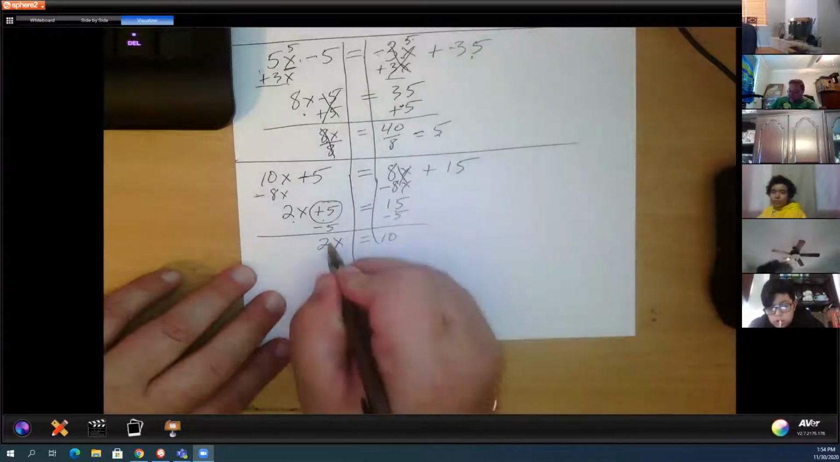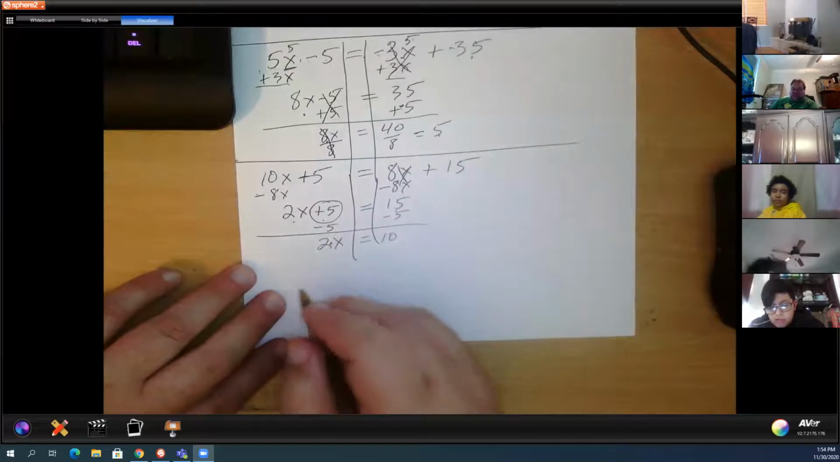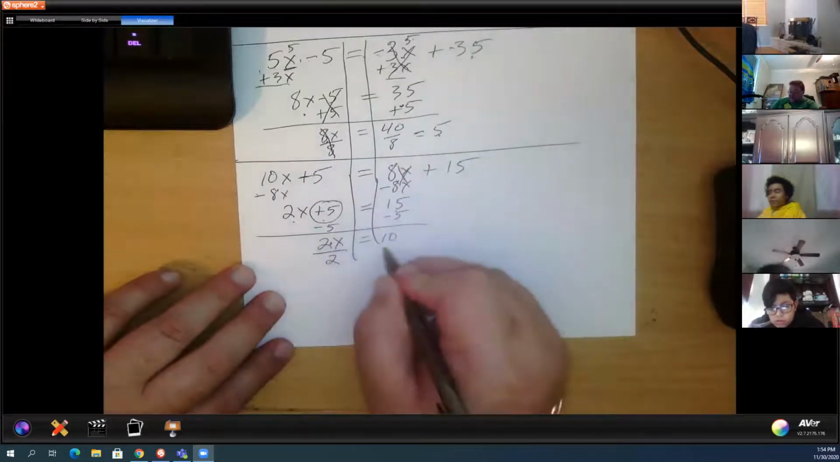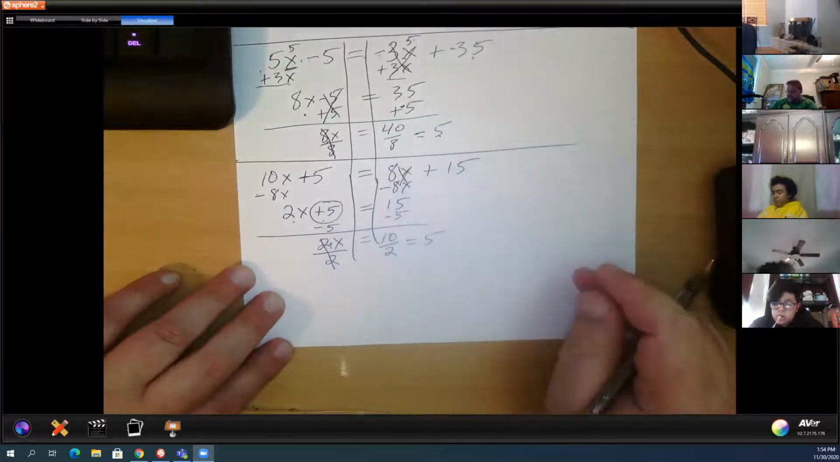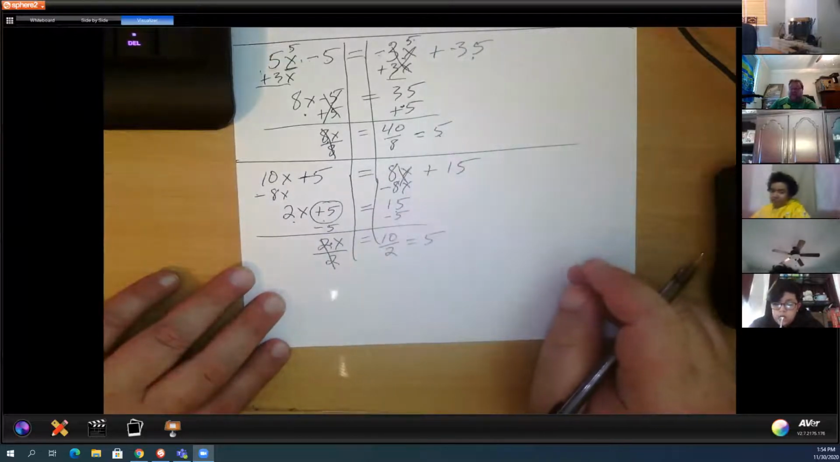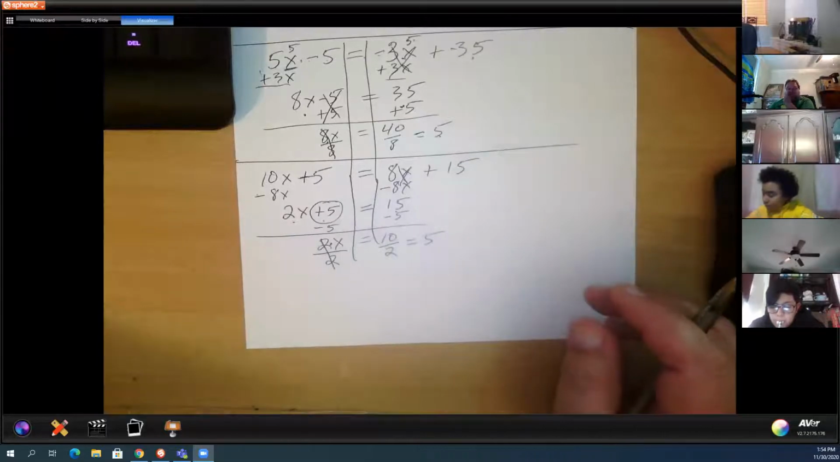Now I have multiplication. I unwork multiplication through the process of division. These cancel out, and wow, x equals 5 again. Okay, well, that's weird. I really didn't do that on purpose. It just kind of happened.